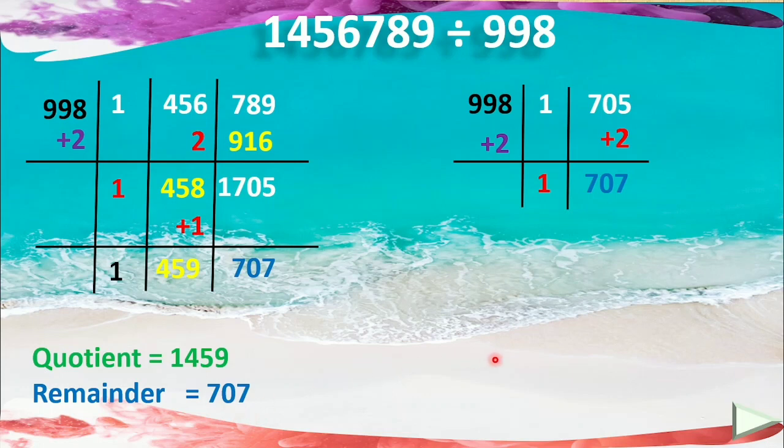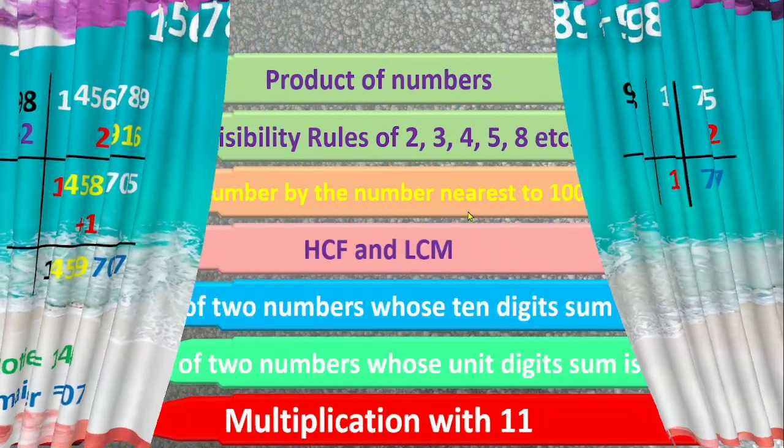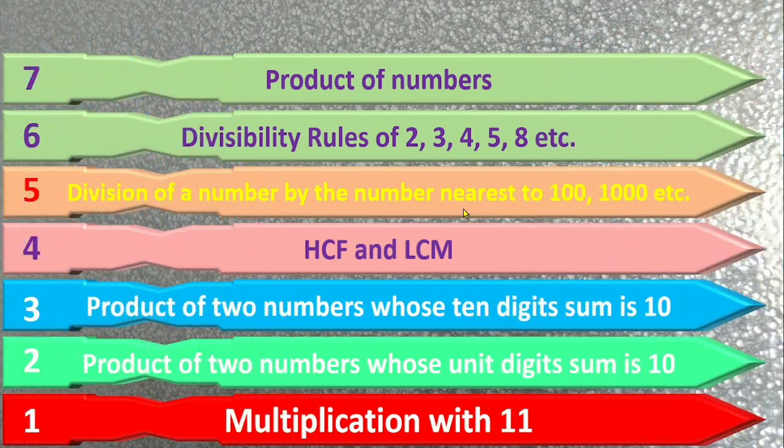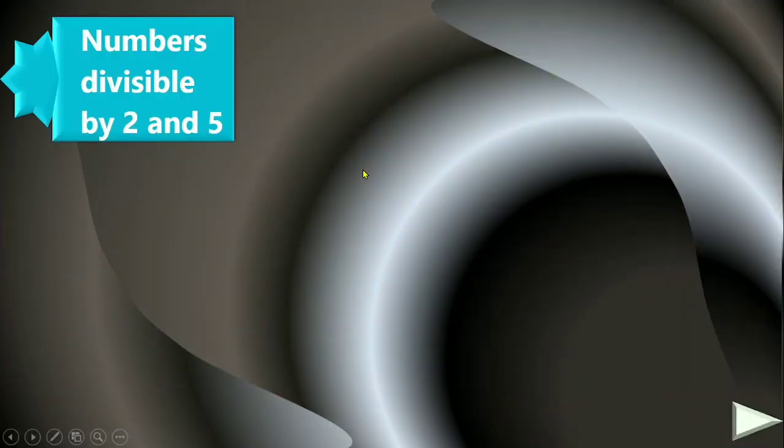Limitation of using this method. This method is more convenient for divisors close to 100, 1000, 10,000, etc. If we take the divisors which are far away from 100, 1000, 10,000, etc., this method will become more complicated. So I recommend to use this method only for divisors close to 100, 10,000, etc. Now I'll tell you next trick, which is divisibility rules of 2, 3, 4, 5, etc.